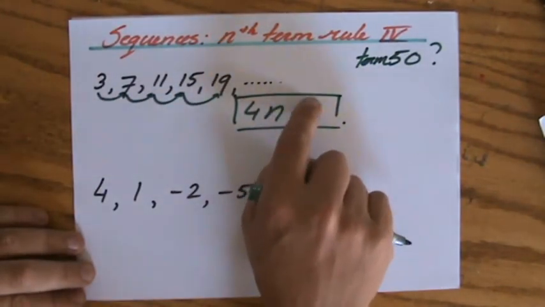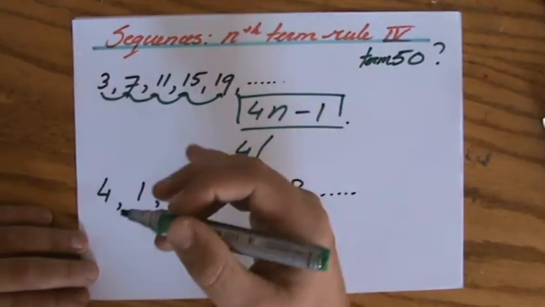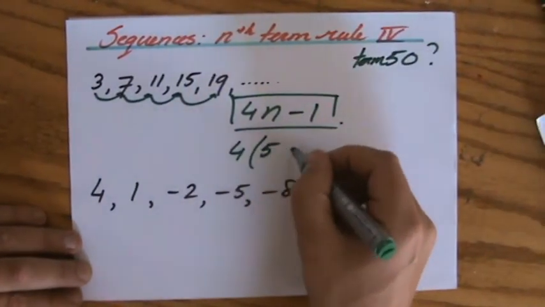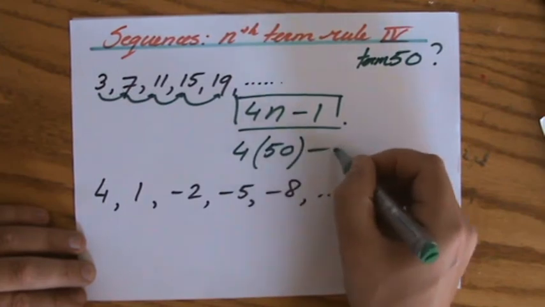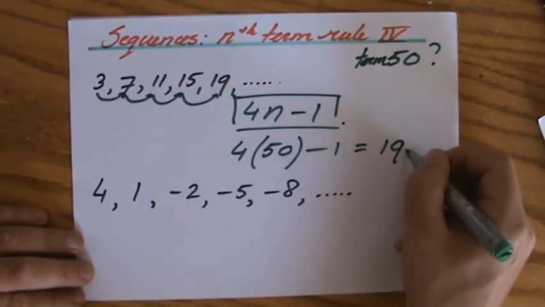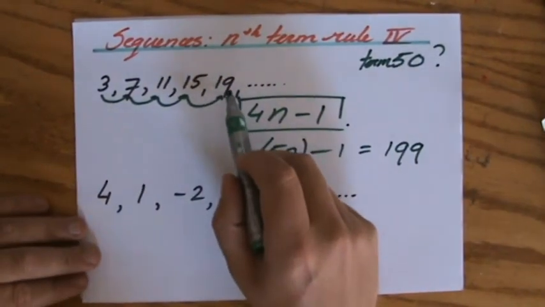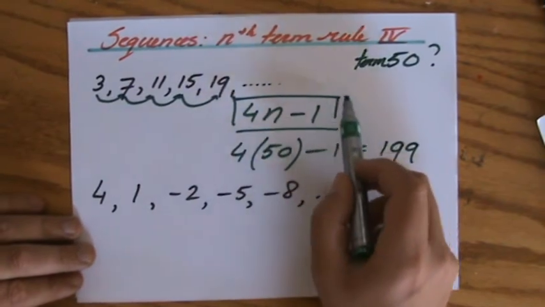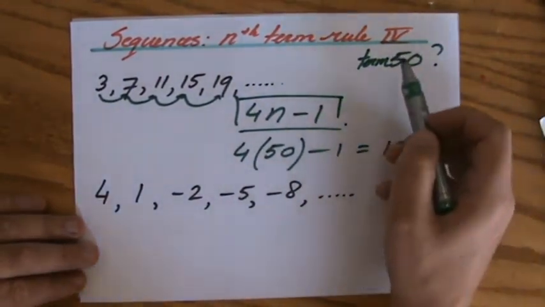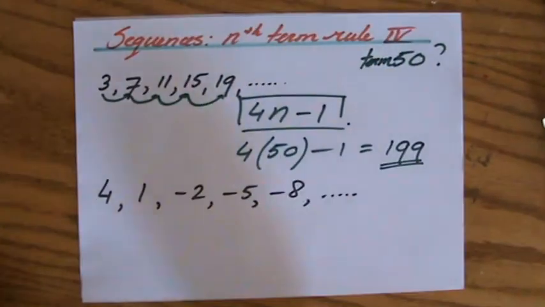I have to use this rule to find term 50. So I replace n, which is the term number, with 50, because I want the 50th term, minus 1. 4 times 50 is 200, minus 1, 199 is the value of term 50. So if I would continue with plus 4, plus 4, plus 4, up till term 50, I'm going to get 199. This is a lot quicker.